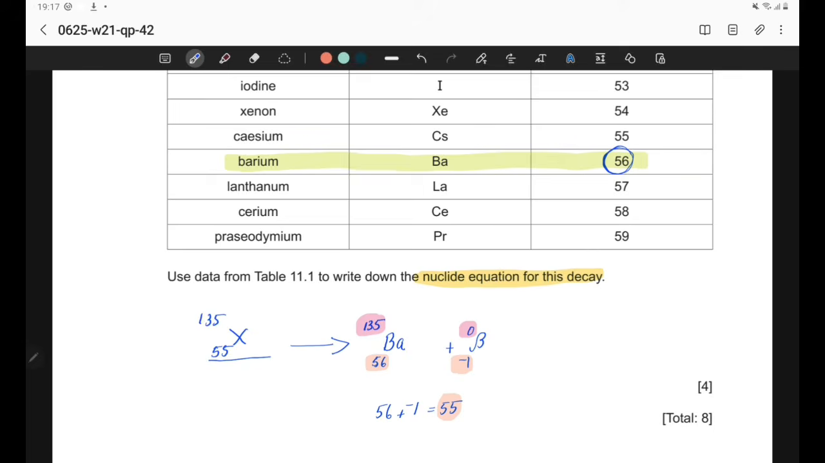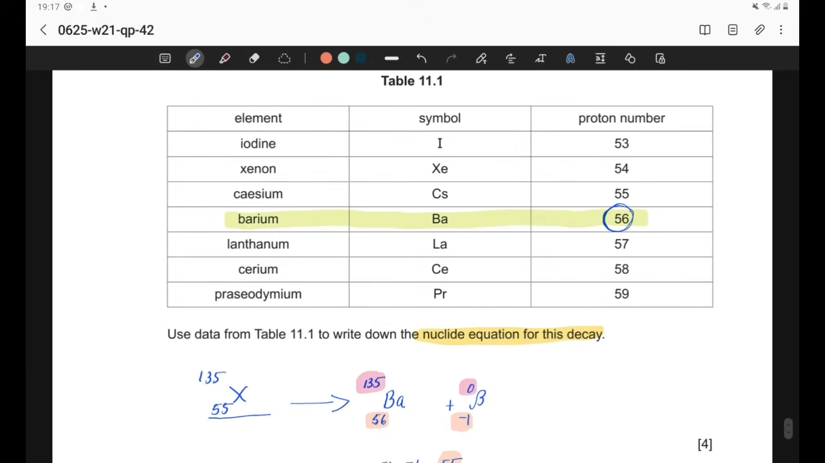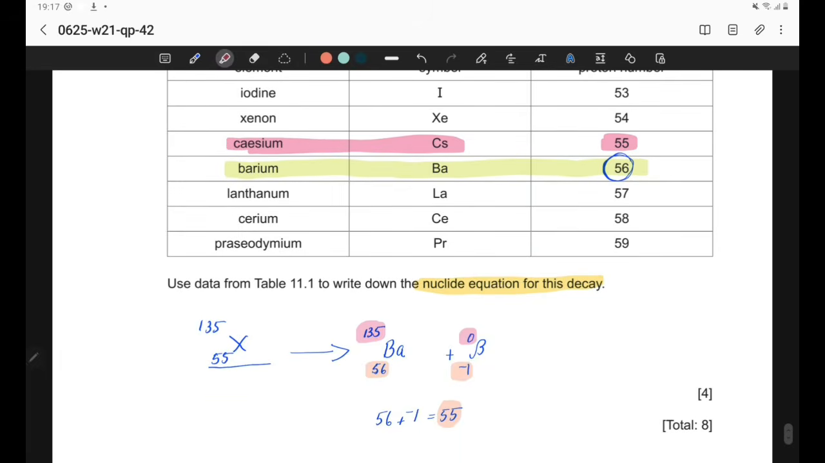Now we can find out which element has a proton number 55. We can look at the table and we can see cesium is the element which has a proton number 55. Therefore, we can write that this element must be cesium.